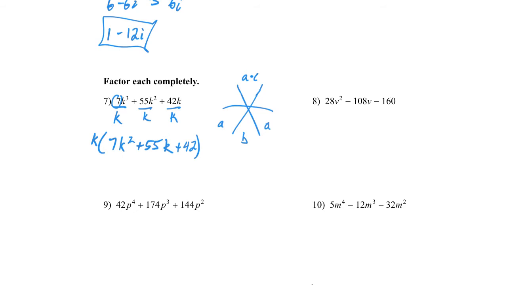And then here is where you're going to multiply the a times the c. So we're going to do 7 times 42. And so we're going to get 294 on top. And then the b number is 55, and the a is 7. So these two side empty spots need to multiply to get the top and add to get the bottom. So just like with the Khan Academy method, you're multiplying to get that and adding to get the other.